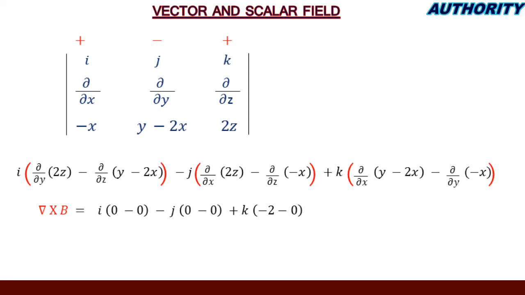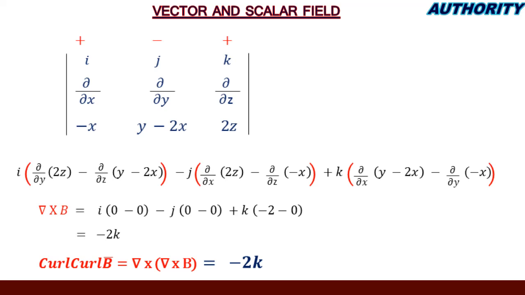Now the last one, on k, we have the partial derivative with respect to x of y minus 2x, which gives us minus 2, then minus the partial derivative with respect to y of minus x, which gives us 0. Therefore, on i we have 0 minus 0, on j we have 0 minus 0 also, and finally on k we have minus 2 minus 0. So finally, we have minus 2k. Thus, the curl of curl B is equal to minus 2k.